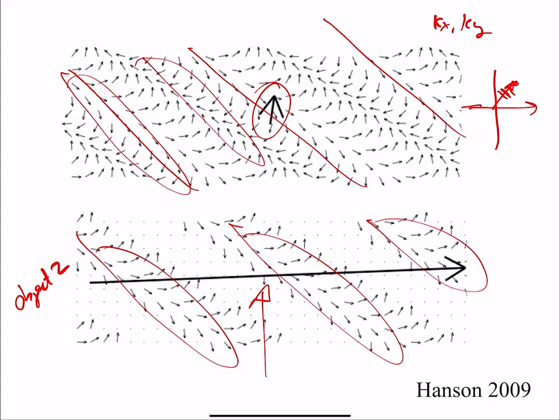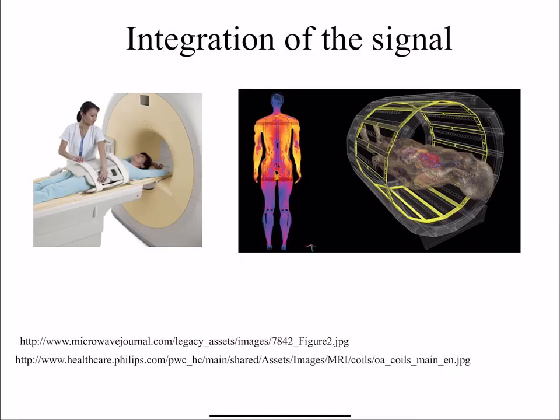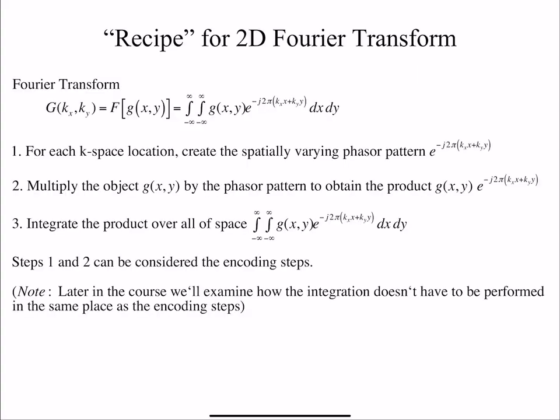Okay, all right. So the integration of the signal is with the RF coil, and so the recipe is essentially to do this whole operation: we are multiplying by this phasor pattern. That multiplication is just done implicitly in MR, and then we integrate over all space with the RF coil.